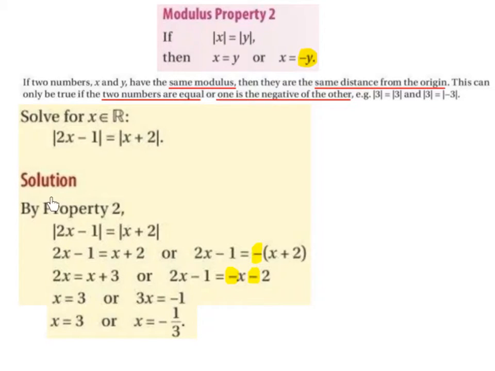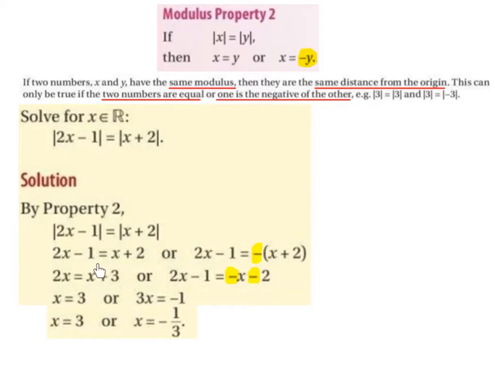So by property 2, the modulus of 2x minus 1 is equal to the modulus of x plus 2 becomes 2x minus 1 equal to x plus 2, or 2x minus 1 equal to minus times x plus 2. Make sure you use brackets here because the minus applies to both terms.